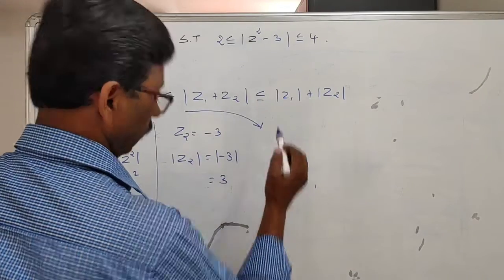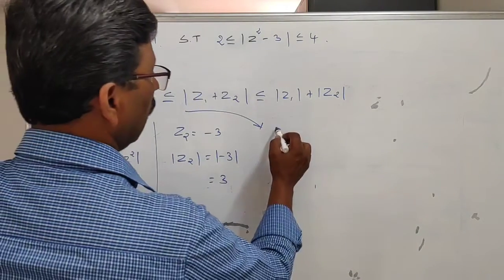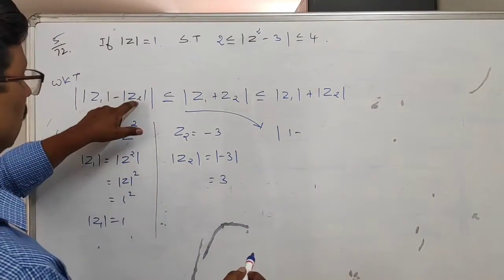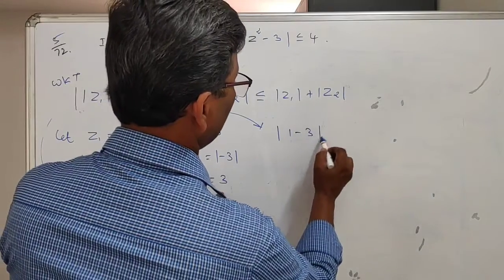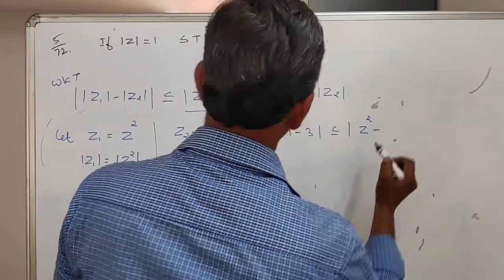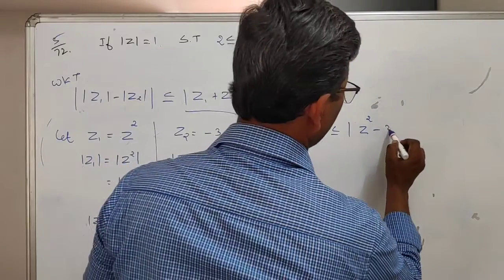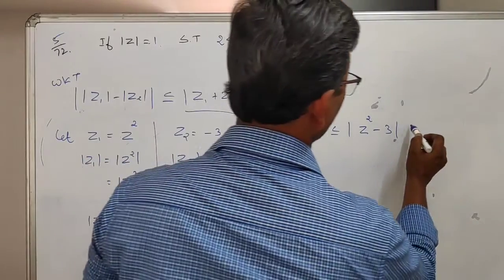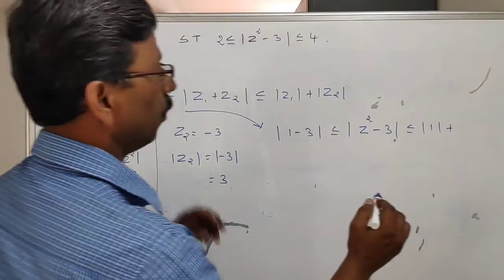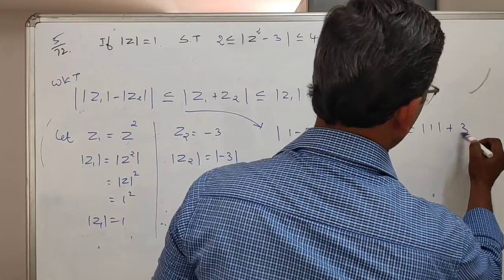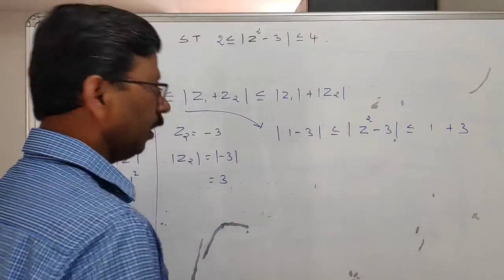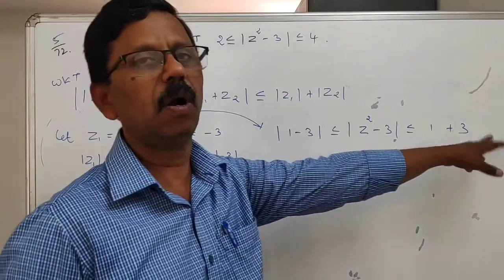Based on this result, we are going to write modulus of Z1 minus modulus of Z2 equal to 3, less than or equal to modulus of Z1 plus Z2, where Z1 is Z square and Z2 is minus 3, then less than or equal to modulus of 1 plus modulus of 3. Or you can just write 1 and 3, the modulus is not necessary. Likewise in the previous problem also, the right hand side modulus is not necessary.